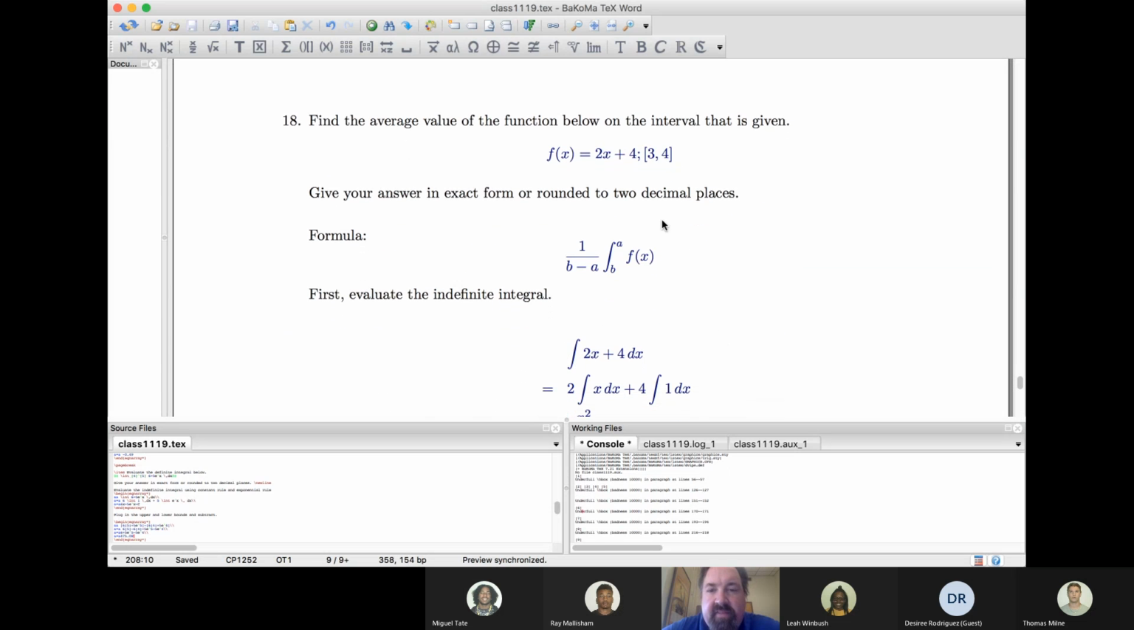Okay. Average value. Here you're given a function and an interval, and the goal is to find the average value of this function on this interval. This is the formula you're going to use. You take the definite integral of this function over this interval, so this will give you the limits 3 and 4. And then you have to remember to divide by b minus a.